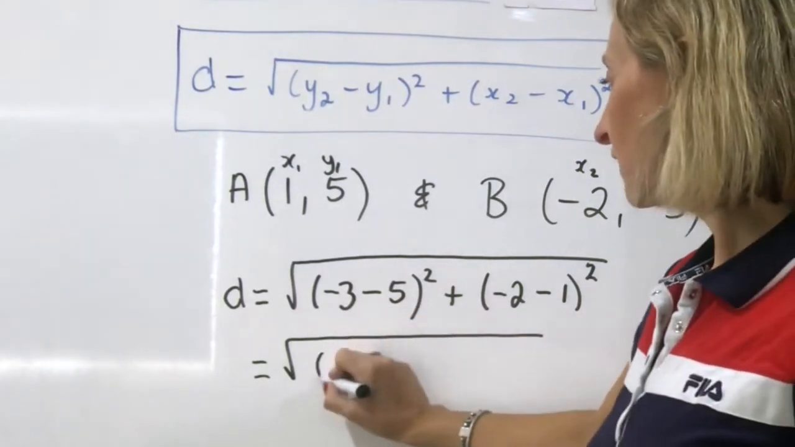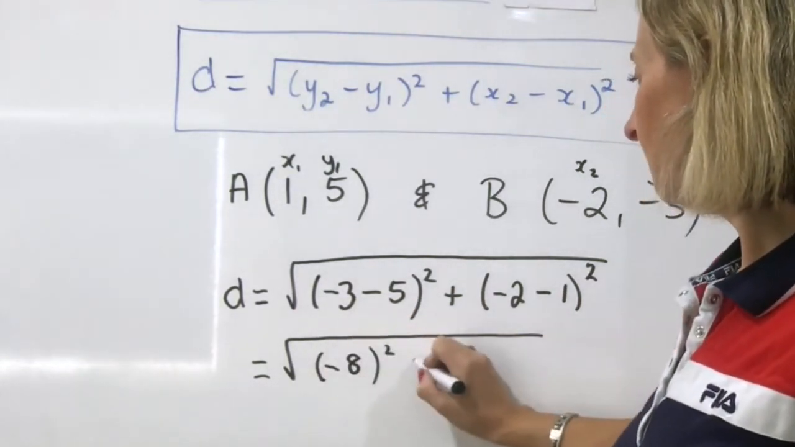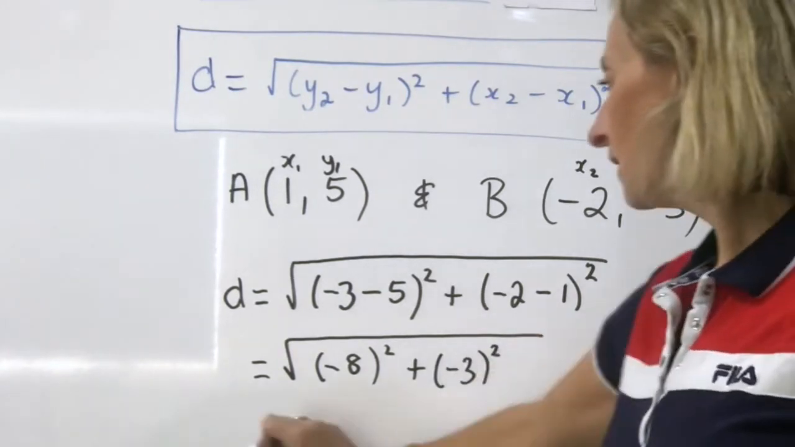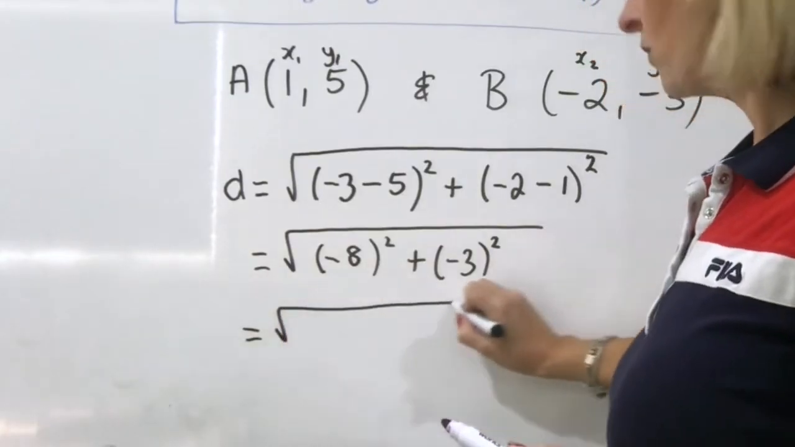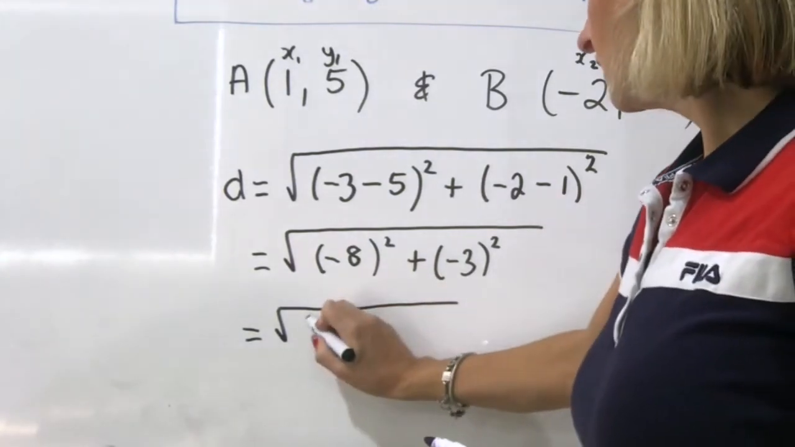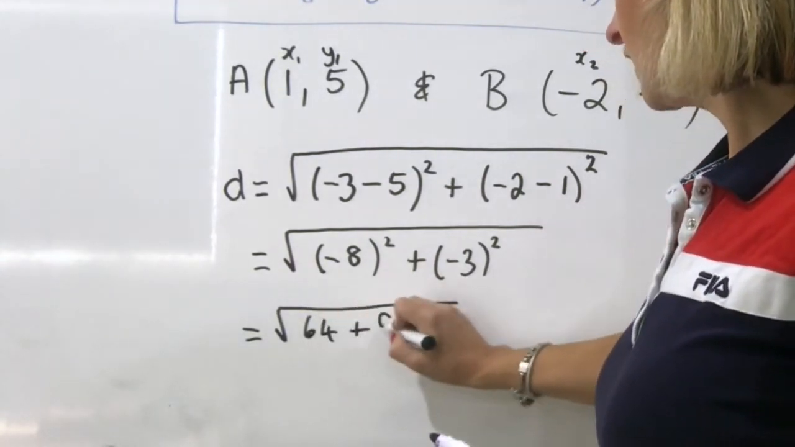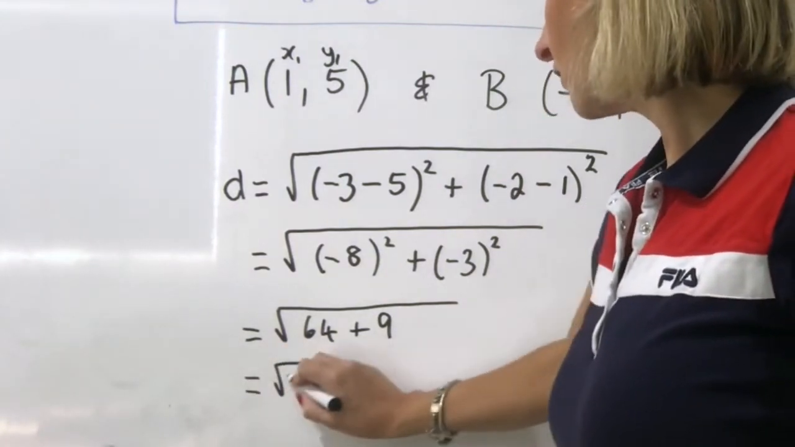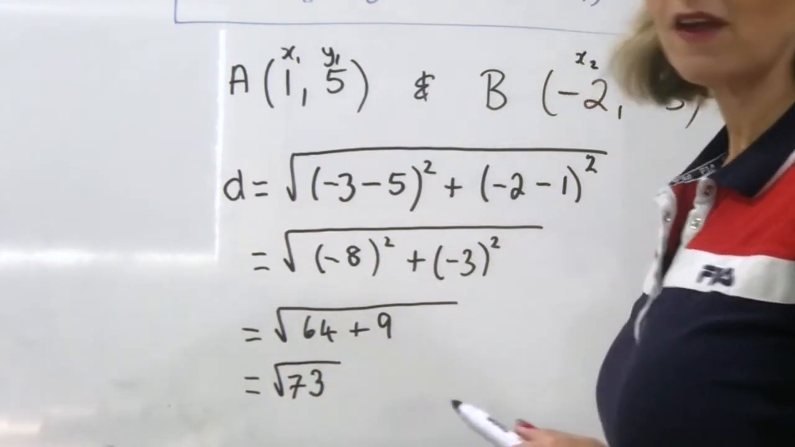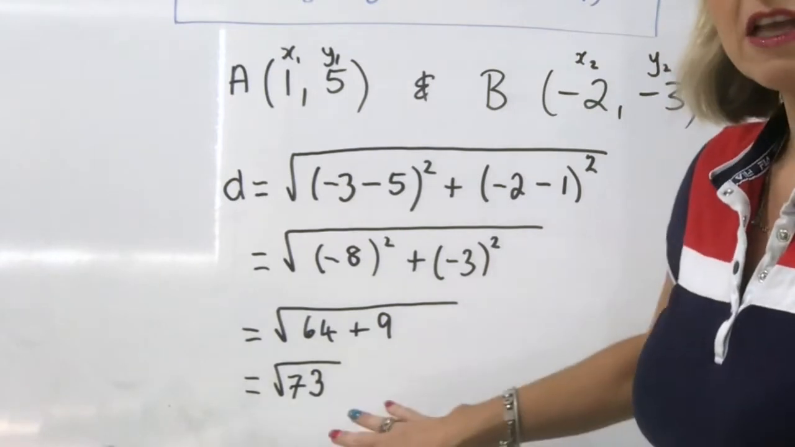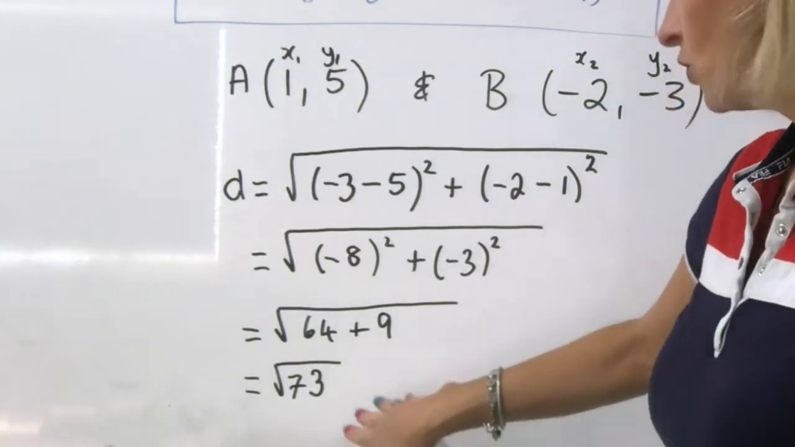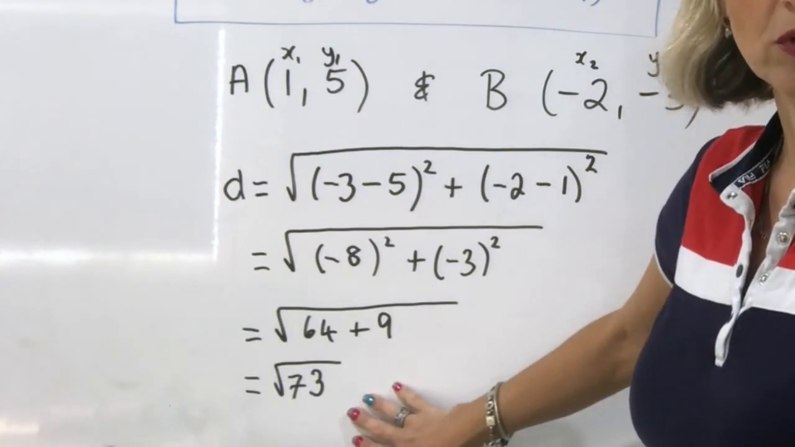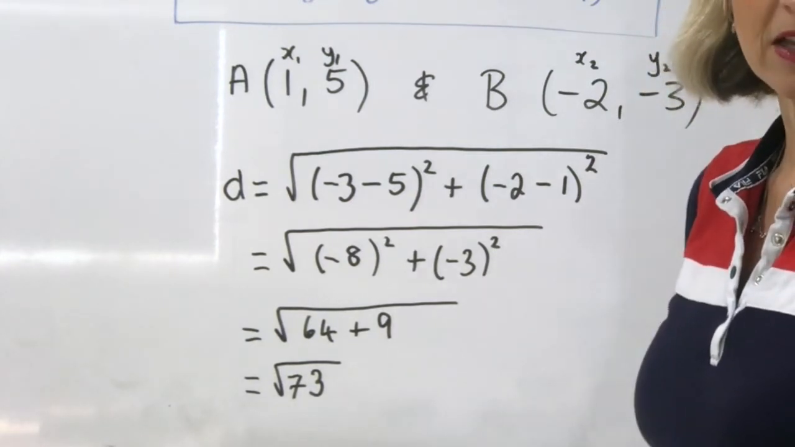-3 minus 5 is -8 squared, plus -2 minus 1 is -3 squared. And hopefully we all know how to square a number. 64 plus 9. You could just do this bit on your calculator, which is going to be the square root of 73, which doesn't simplify. So I either leave my answer in exact form, which is the square root of 73, or if it asks you to leave your answer to 1 or 2 decimal places, then you would use the calculator.